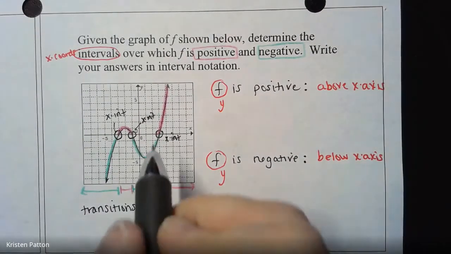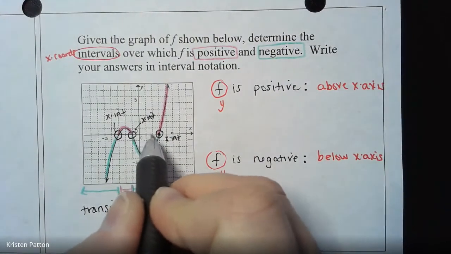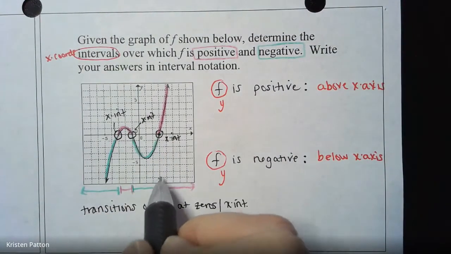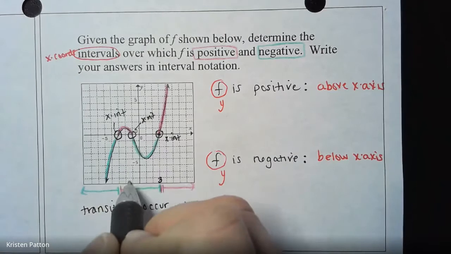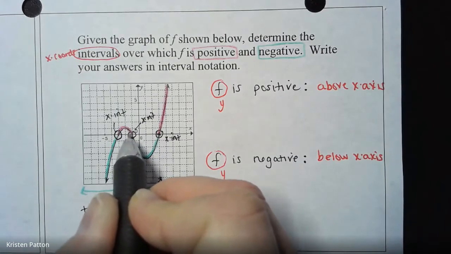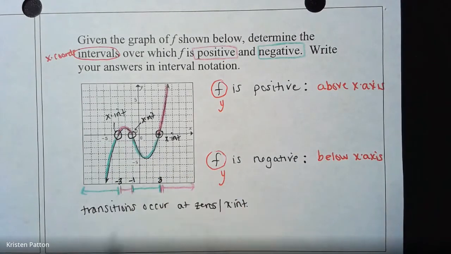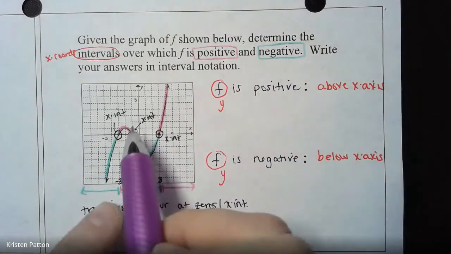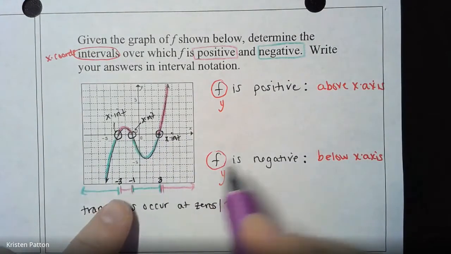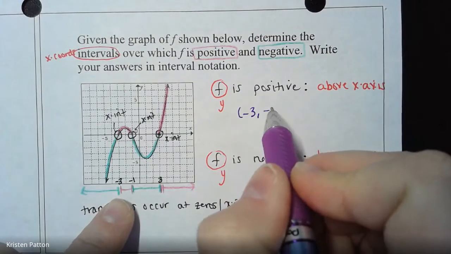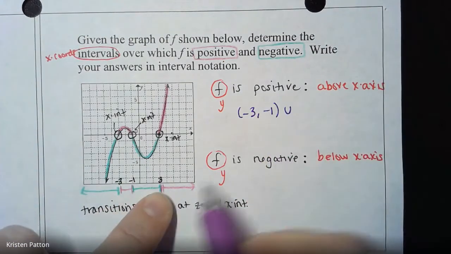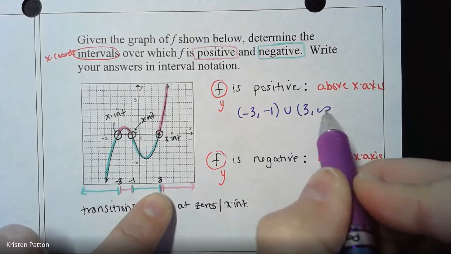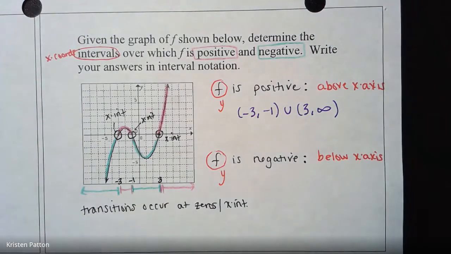So I have to eyeball this a little bit. Looks like this x-intercept is at x equals 3. I'm going backwards. This one is at -1, and this one is at -3. And that's all we need. And now we can go in and write our answers. I'm starting with the positive above the x-axis. That's the pink. That occurs from -3 to -1, and then again from 3 to infinity.